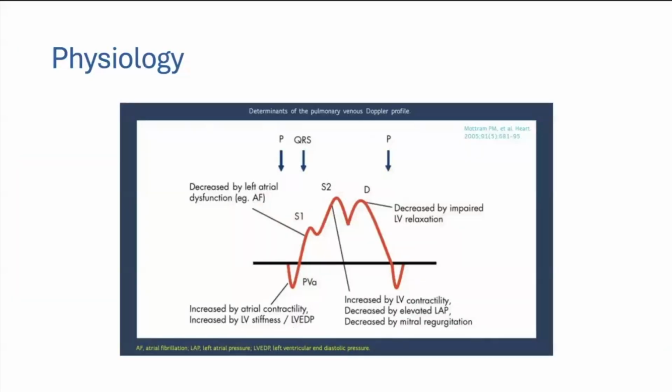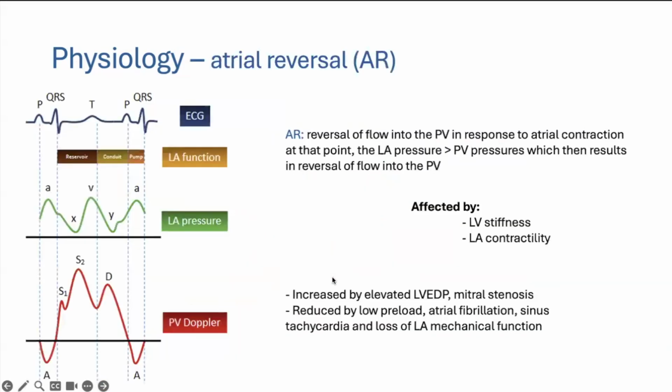All right, physiology. Okay, so this is the bulk of the talk. I just wanted to show you here the 4 phases of the waveform, but I'll go into details now. The first one is the A wave. So the A wave happens when the atrium contracts. At that point, the pressure inside the left atrium is higher than the pressure in the pulmonary veins, and this results in retrograde flow into the pulmonary vein.